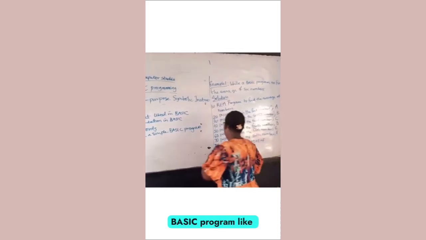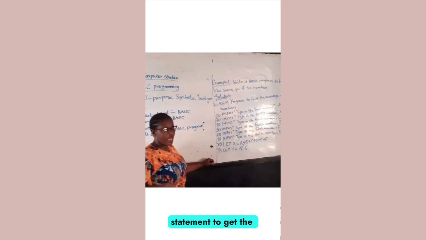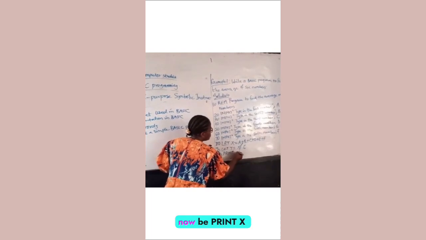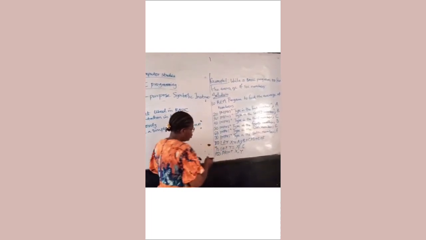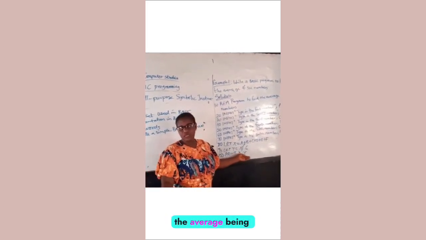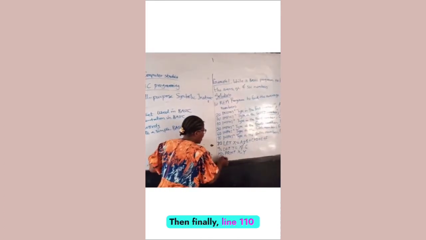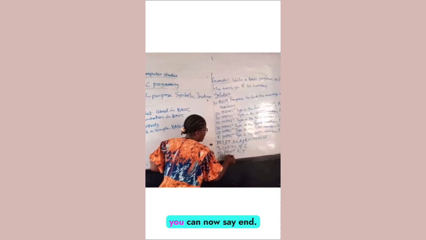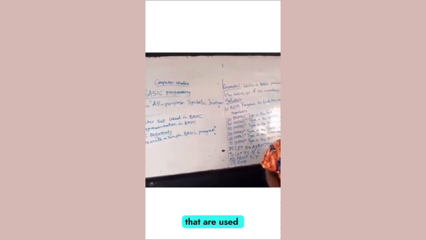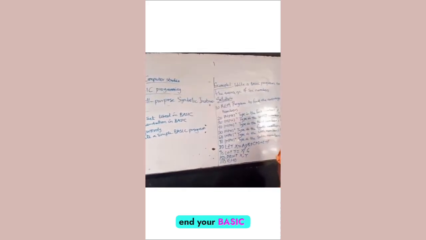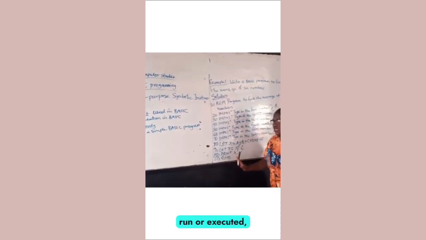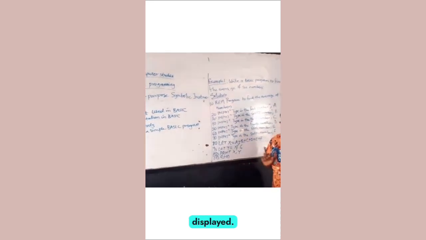But you cannot end a BASIC program like this. I told you that we use the PRINT statement to get the output. So your line 100 will now be PRINT X, Y. When you say PRINT X, Y, you will see the sum being displayed and the average being displayed. Then finally, line 110, you can now say END. END and STOP are BASIC statements that are used interchangeably to end your BASIC program. So you have END. When this is run or executed, you will see the results being displayed. Thank you.